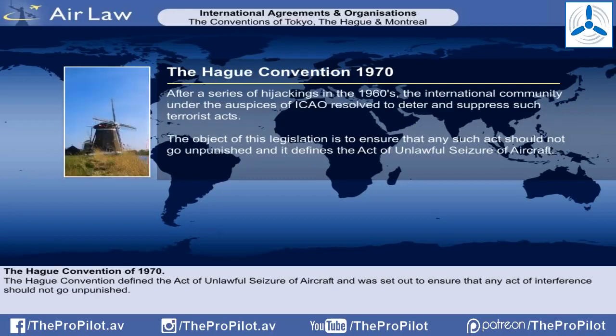After a series of hijackings in the 1960s, the international community, under the auspices of ICAO, resolved to deter and suppress such terrorist acts. The Hague Convention of 1970 ensures that any such act should not go unpunished, and it defines the act of unlawful seizure of aircraft.